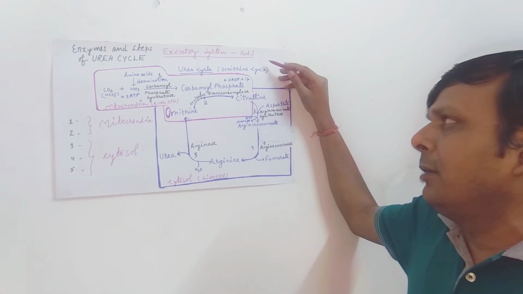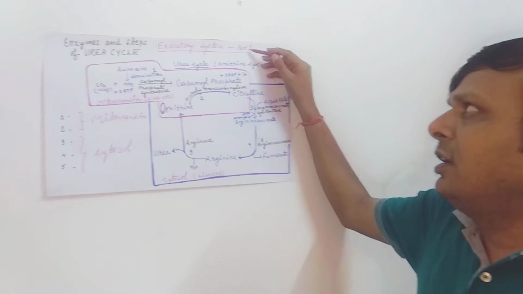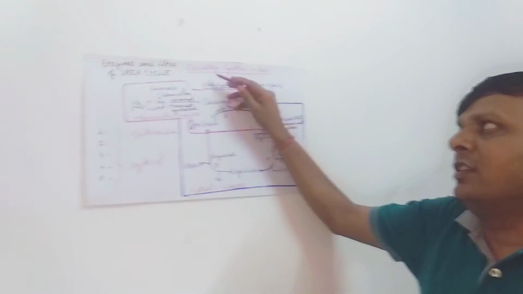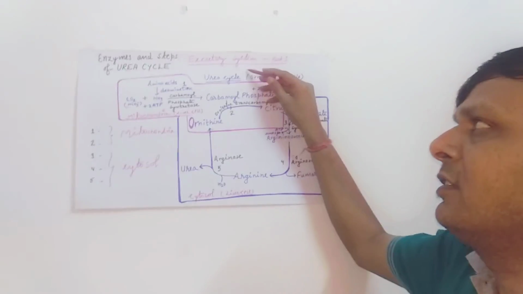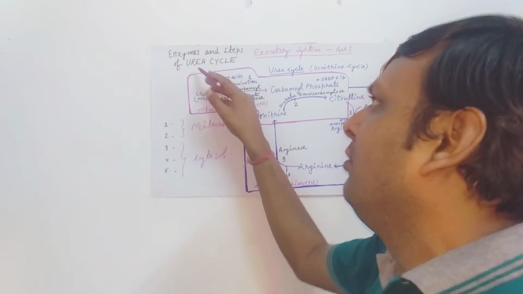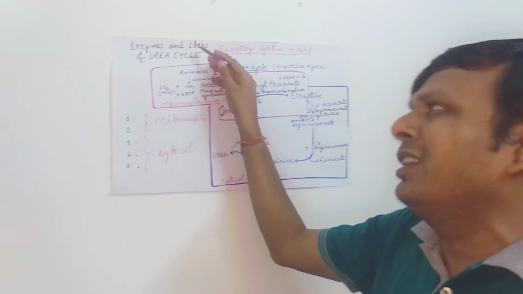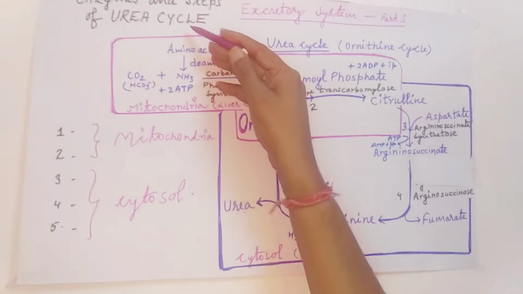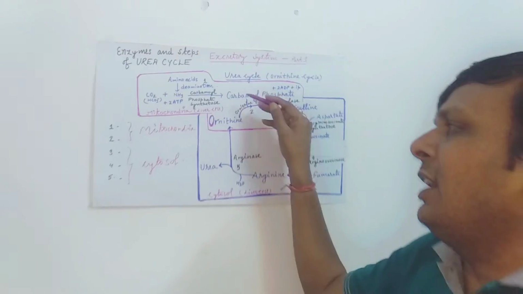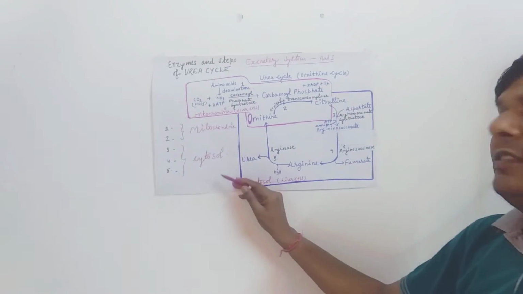Guys, welcome to my show Popular Academy Biology, and today we will discuss the third part of a very important system known as the excretory system. In this topic we will discuss a very important cycle which is termed the urea cycle. In this video we will discuss all the steps of the urea cycle and the enzymes which take part in the cycle. This urea cycle is characteristic of mammals and mainly occurs in the liver cell.